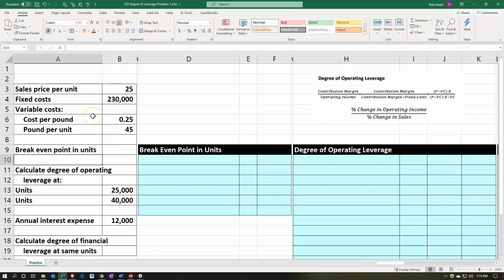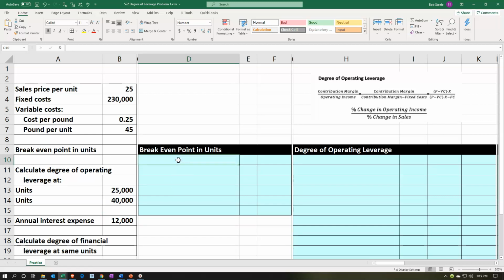So we have the sales information, the fixed cost, the variable costs, which we're going to break out now into the number of pounds that we're going to be needing per unit and the cost per pound. So we've broken out our materials down a little bit further than we have seen in the past. The break-even point in units is what we're going to calculate here. Calculate the degree of operating leverage. We're then going to do that for two levels of sales capacity, that being 25,000 and 40,000. The annual interest is the 12,000. Let's first calculate our break-even point, which we've seen many times.